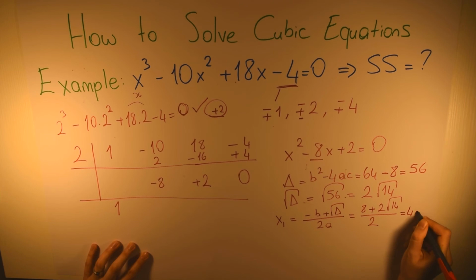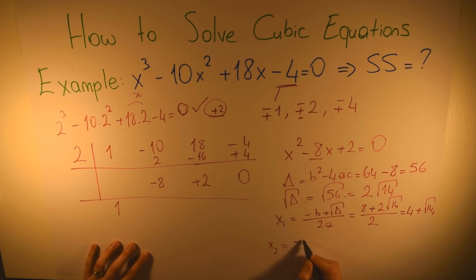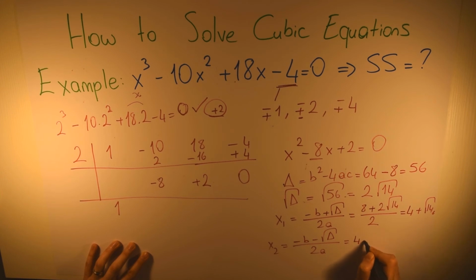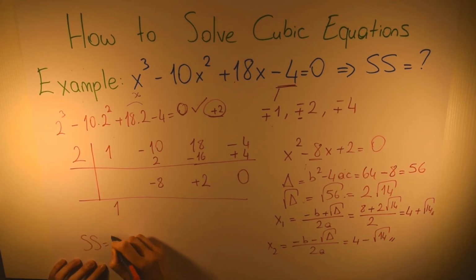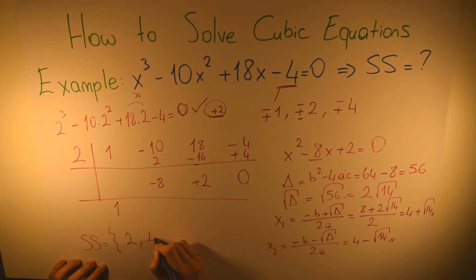4 plus square root of 14, and x2 will be equal to minus b minus the square root of the discriminant over 2a, which will be the minus-sign version of this, and it will be equal to 4 minus square root of 14. So our solution set is 2, 4 minus square root of 14, and 4 plus square root of 14.